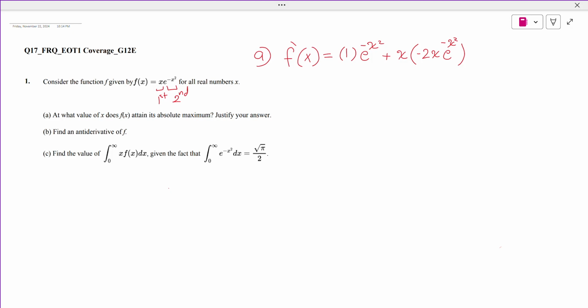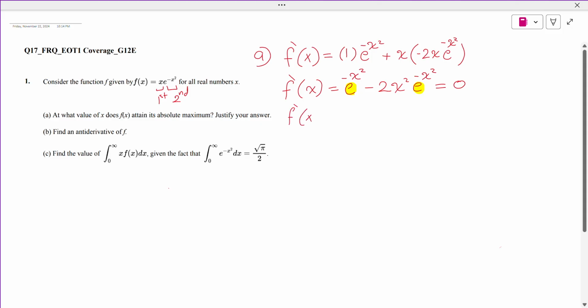Now let's rewrite it. F prime of x will equal e to the power of minus x squared minus 2, x times x is x squared, times e to the power of minus x squared. To find the critical points, set the derivative equal to 0 and then find the values of x. Notice that we have the exponential in common, so we can factor it out. F prime of x will equal e to the power of minus x squared times 1 minus 2x squared equals 0. I just factored out e to the power of minus x squared.